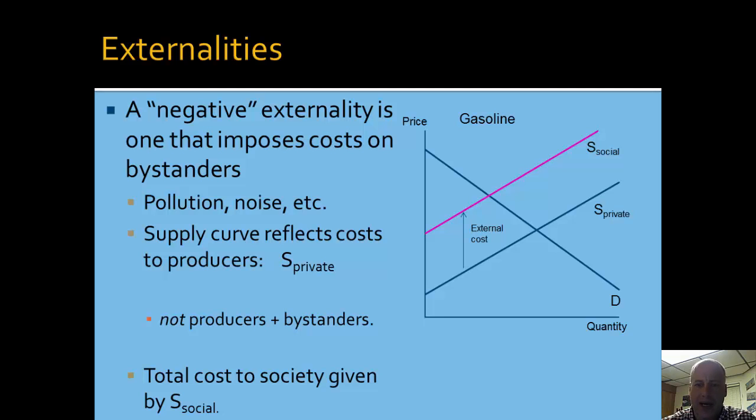A negative externality, we'll start with this one first, is one that imposes costs on bystanders. So if you look at the diagram to the left, in private markets, in markets without externalities, the supply curve that reflects private costs depends on the costs and technologies facing the seller, right? We talked about the things that were important in deciding where a supply curve is located, things like technology and input prices and whatnot.